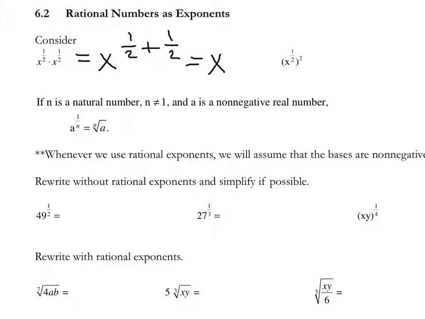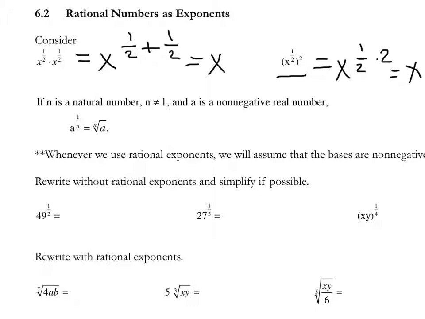Then we have x to the 1/2 squared. What do you do with exponents when one is inside a parenthesis and one is outside a parenthesis? You multiply them. So we have x to the 1/2 times 2. And what is 1/2 times 2? It's 1. So once again, we get x as our answer. So let's think about this. x to the 1/2 times x to the 1/2 gives us x. So we're going to multiply something times itself and get x.